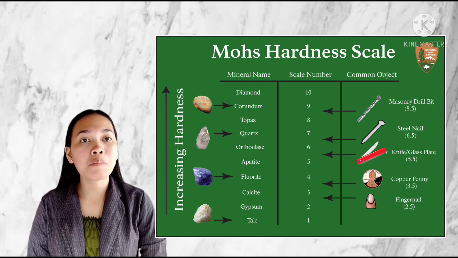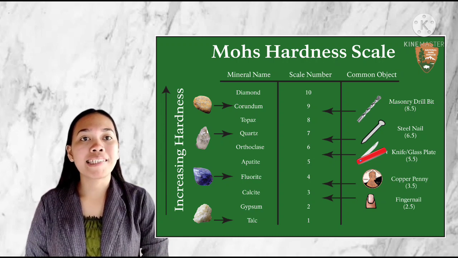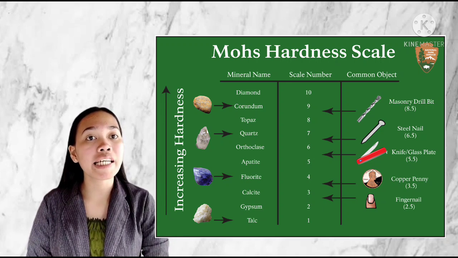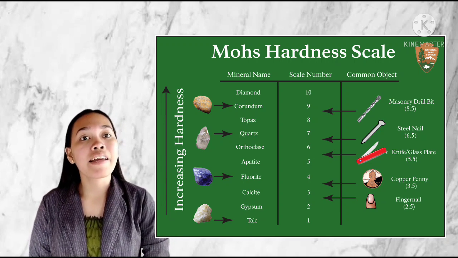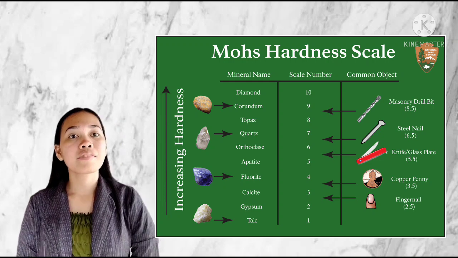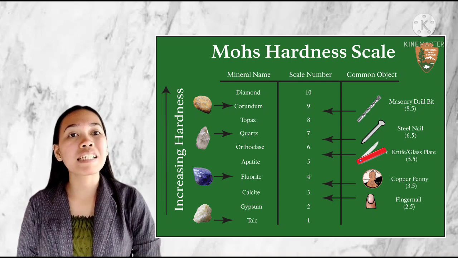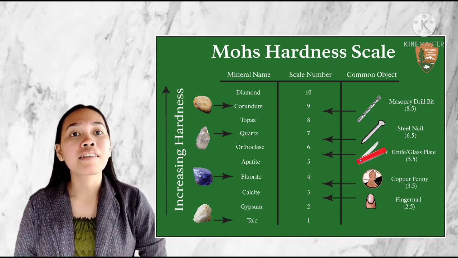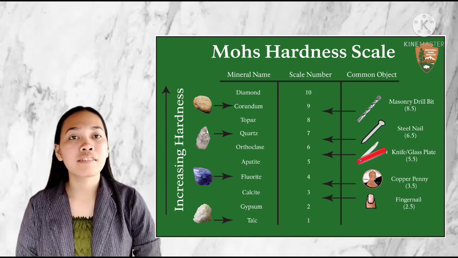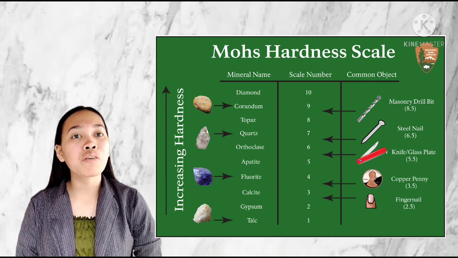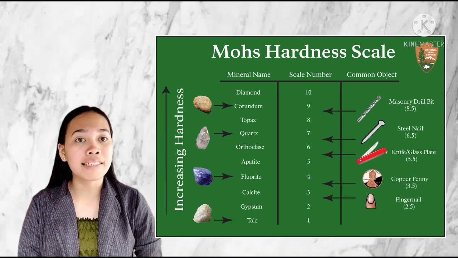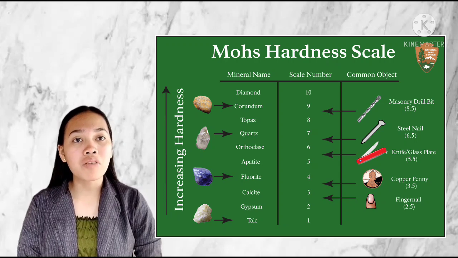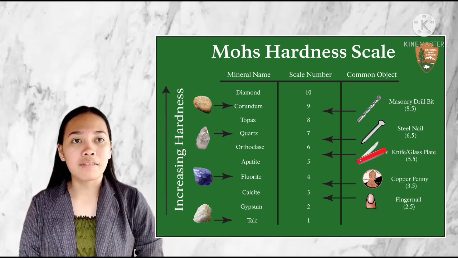The mineral topaz, the scale number is 8. The common object being used is masonry drill bit, which is 8.5. The mineral corundum, the scale number is 9. And the mineral diamond, the scale number is 10. So as we observed in the Mohs hardness scale, the hardness of the minerals is increasing.